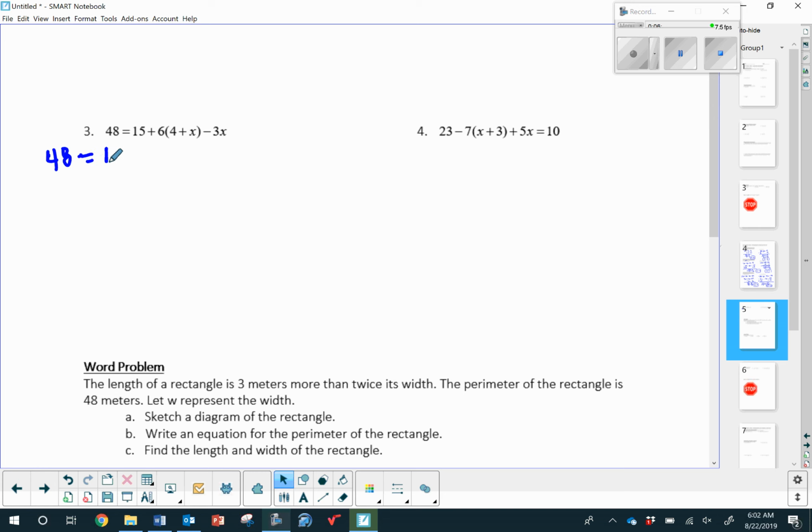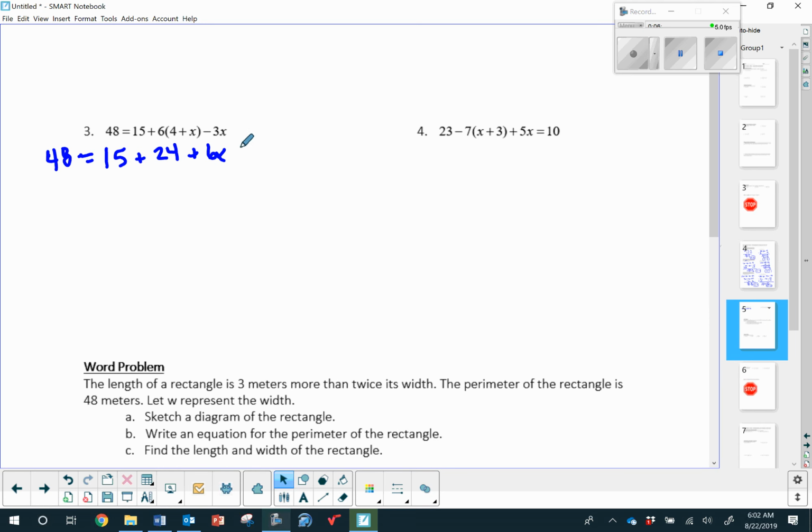48 equals 15 plus 24 plus 6x minus 3x. So I'll say that again. 48 equals 15 plus 24 plus 6x minus 3x. And then I'm going to combine 15 and 24 and combine 6x and negative 3x. So I'll have 48 equals 39 plus 3x.